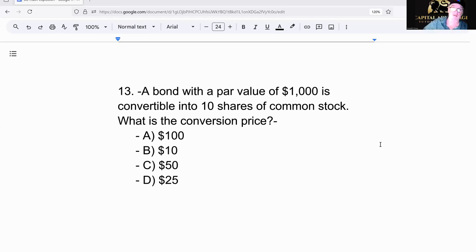A bond with a par value of 1,000 is convertible to 10 shares of common. Okay, so I do 1,000 divided by 10. That gives me 100, so it's the conversion price. Really, just know that this is what you're doing. They gave you the shares, so you have to figure out the price. Boom, 1,000 divided by 10 is the conversion price. If they ask what the ratio is, then it'll be 10.